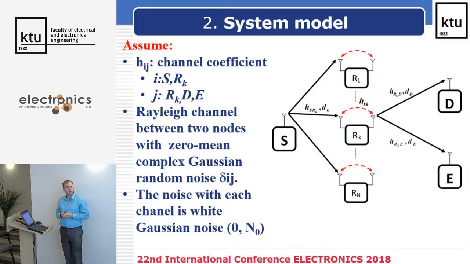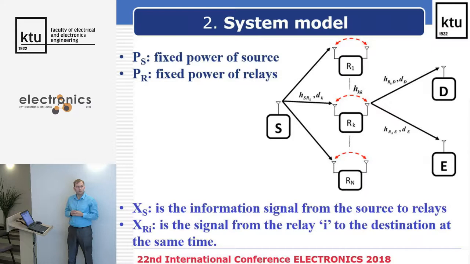The channel between the source and relays is H_SR, and the channel between the relay and destination is H_RD. We use P_S as the power of the source and similarly P_R as the power of the relays. X_S is the signal from the source to relays, and similarly X_R is the signal from the relay to the destination at the same time.